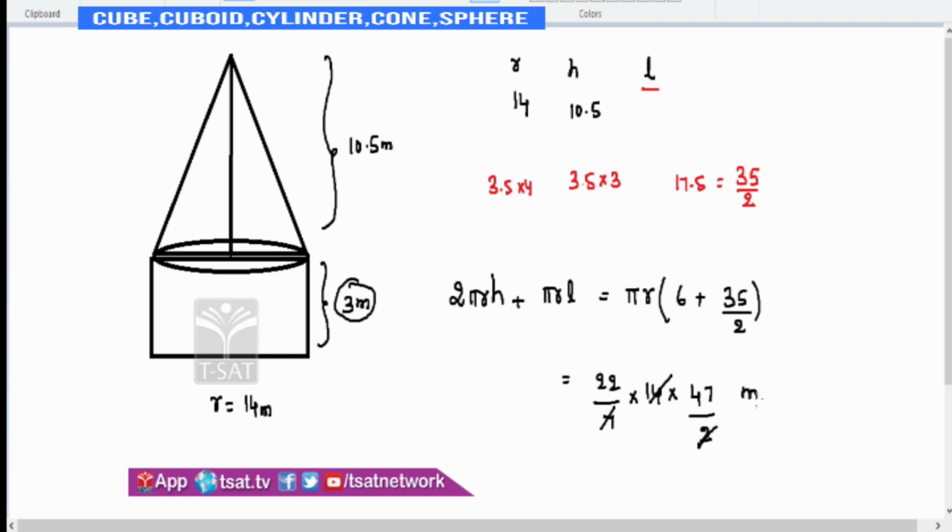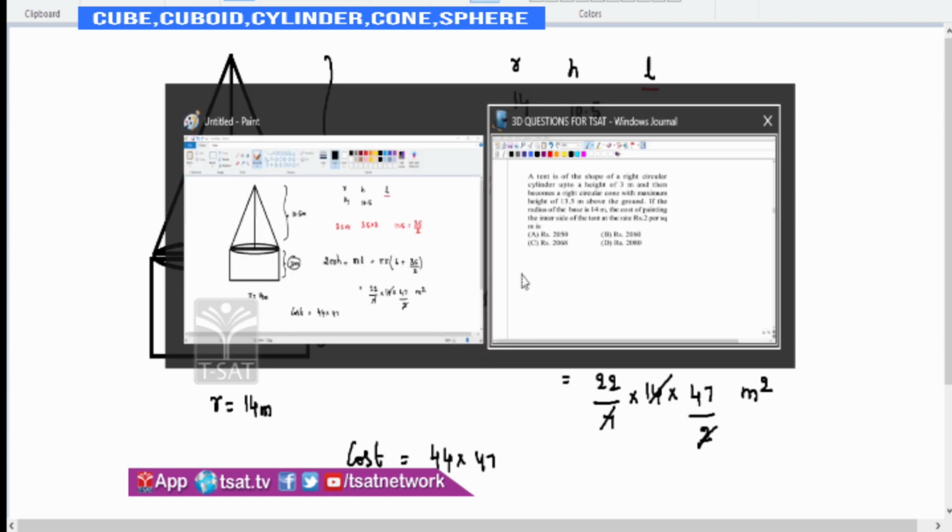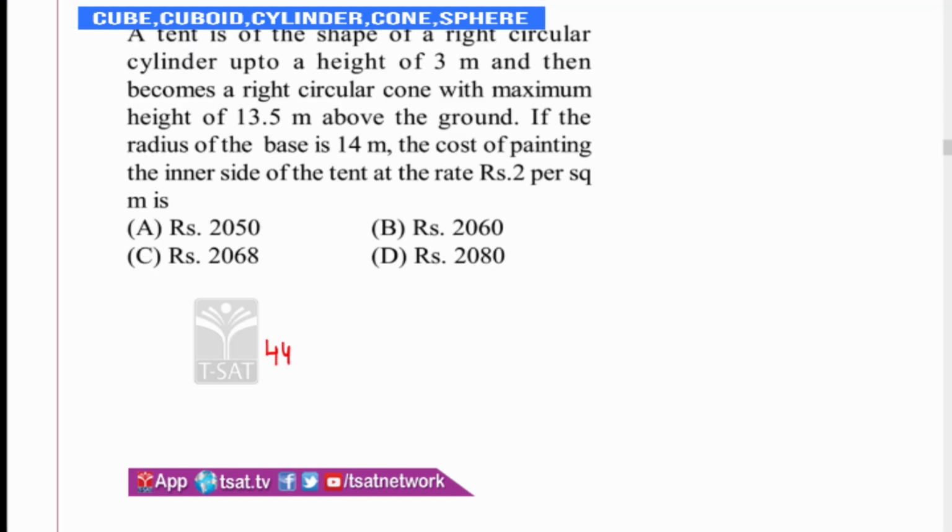This many meters square. But when it comes to cost, you have to multiply it with 2. If I multiply it with 2, it becomes 44 into 47. Just find out the value of 44 into 47. Without looking at it, you can say 7 4s are 28. Therefore, it has to be 2068 because all the other numbers are ending with 0. But if you want to do it completely, 44 into 4 is 176. Therefore, it becomes 2068.